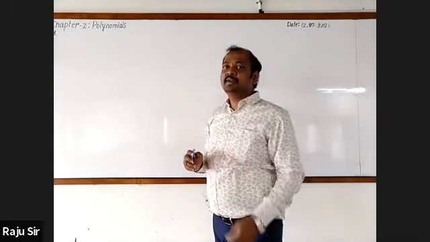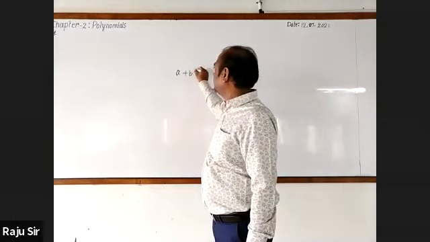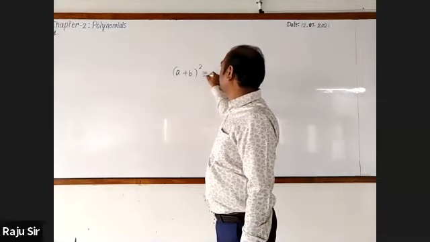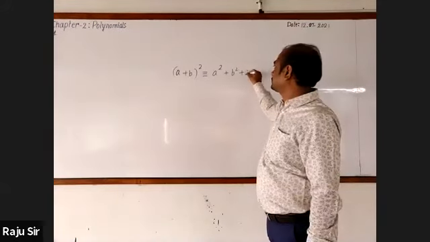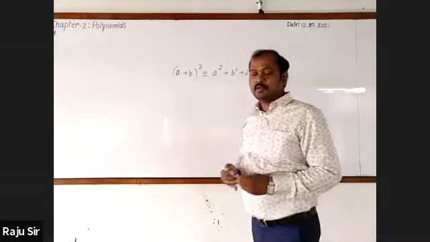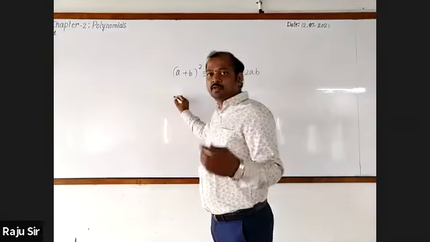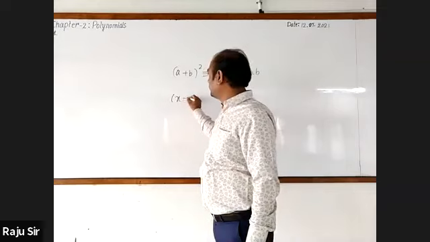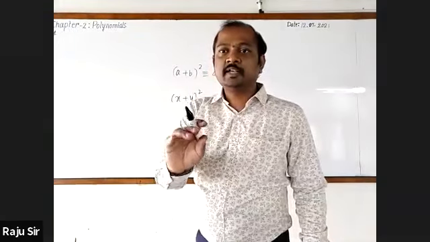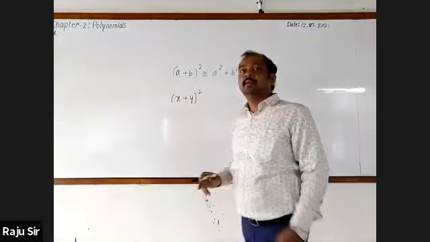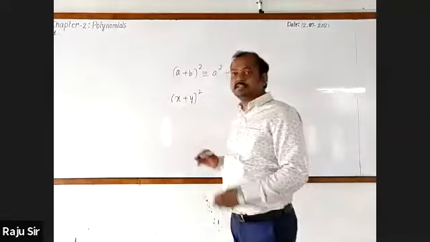Dear students, you are very familiar with the identity A plus B whole square, which is exactly equal to A square plus B square plus 2AB. Now, I want the expansion of x plus y whole square. Wait, I expect this from Babel. Babel, how do you expand this?